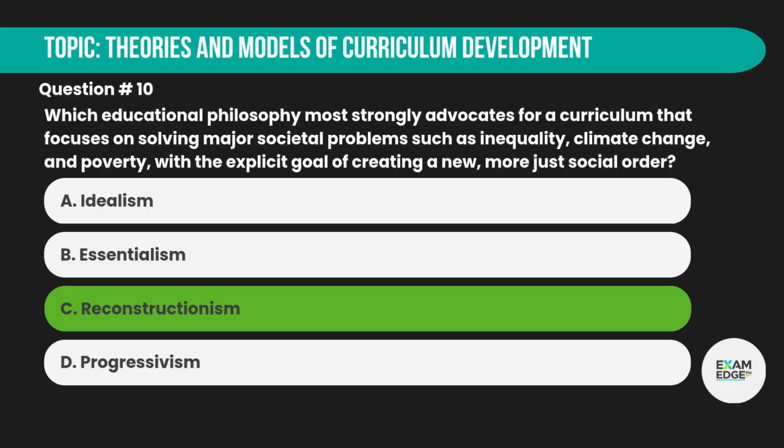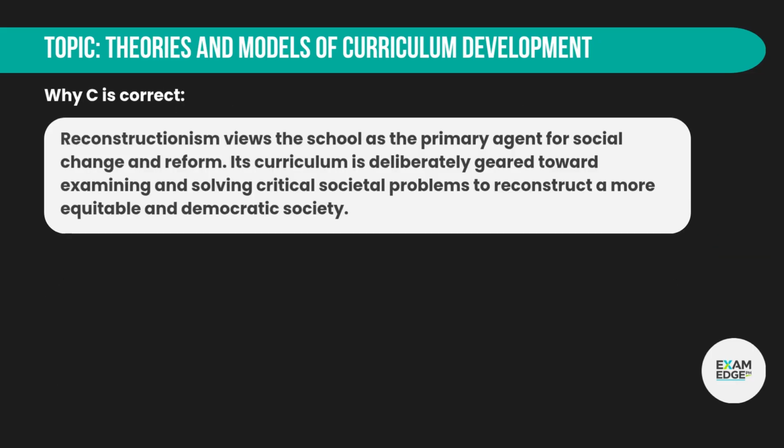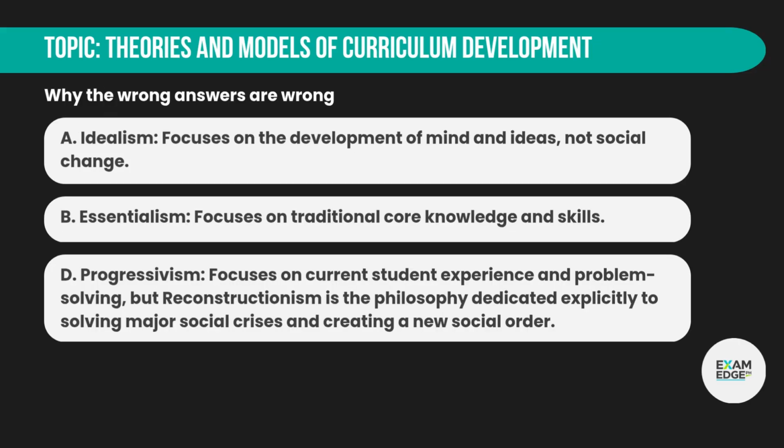Correct answer. C. Reconstructionism. Why C is correct? Reconstructionism views the school as the primary agent for social change and reform. Its curriculum is deliberately geared toward examining and solving critical societal problems to reconstruct a more equitable and democratic society. Why the wrong answers are wrong?